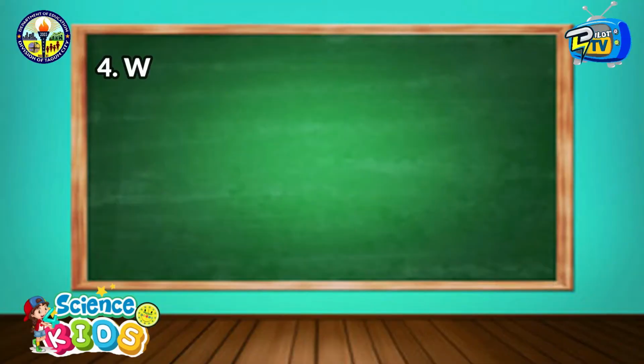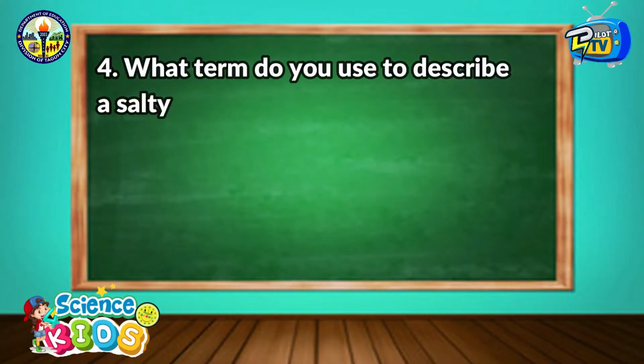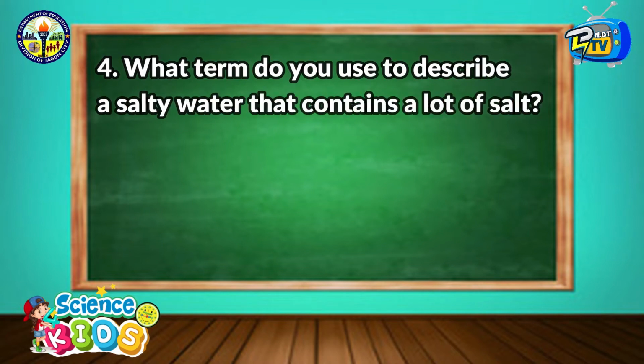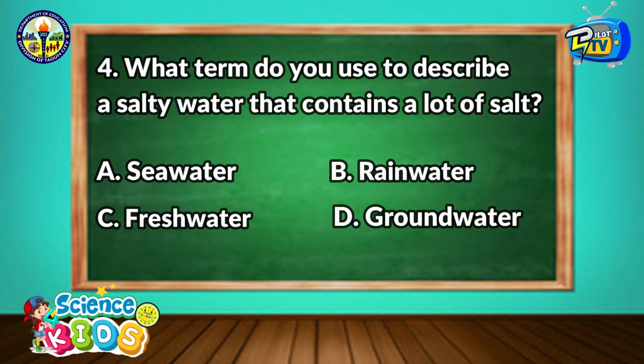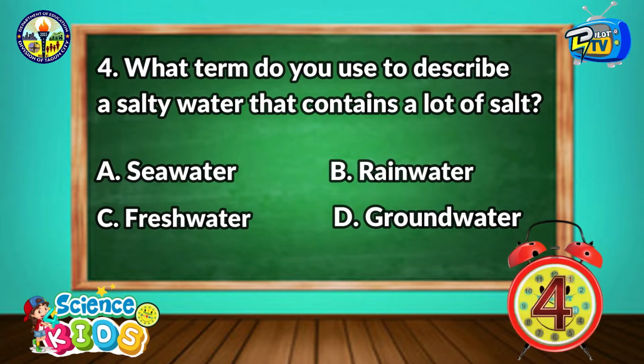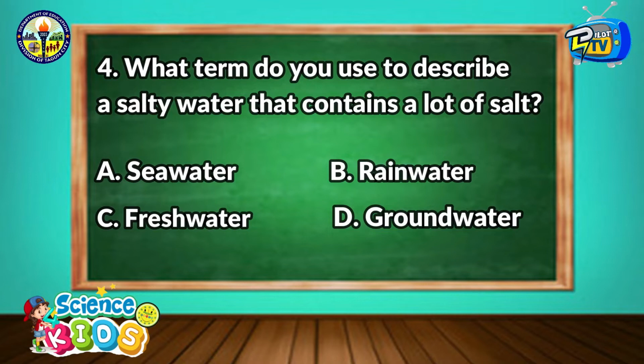Number 4. What term do you use to describe a salty water that contains a lot of salt? A, seawater. B, rainwater. C, fresh water. Or D, groundwater. Timer starts now. Time is up. What is your answer? Awesome! It's letter A, seawater.